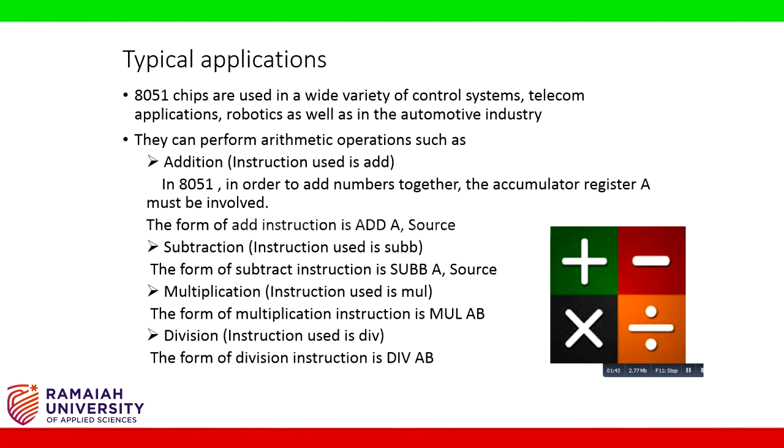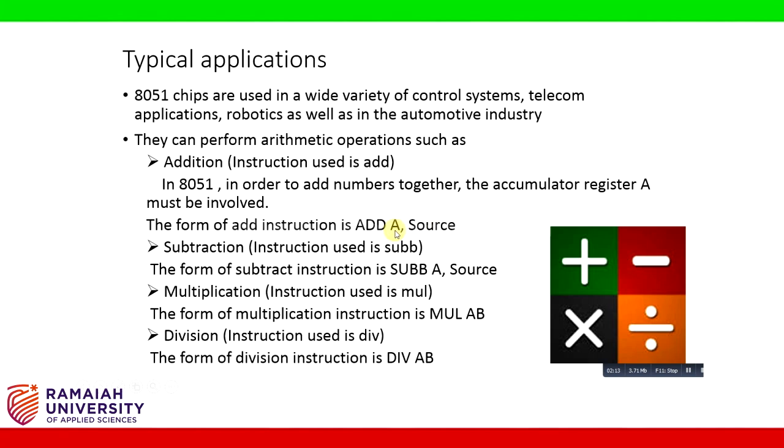In order to add two numbers, we use the addition operation. The instruction used is ADD A, source. Here A is the destination, and the source can be immediate data, indirect data or the data present in a register, but the destination must always be the accumulator. Once the addition operation is done, the result will be stored in the accumulator.